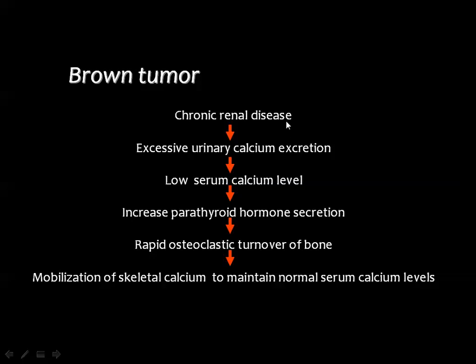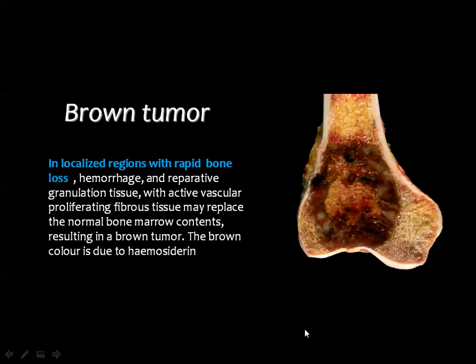In chronic renal disease, there is excessive excretion of calcium in urine, and this will result in lowering the serum calcium level, and this will stimulate the secretion of the parathyroid hormone, which will result in increased osteoclastic activity to remove calcium from bone towards the circulation. Then, in certain parts of the bone where there is rapid bone loss, hemorrhage, and granulation tissue, this will result in the formation of what's known as the brown tumor.